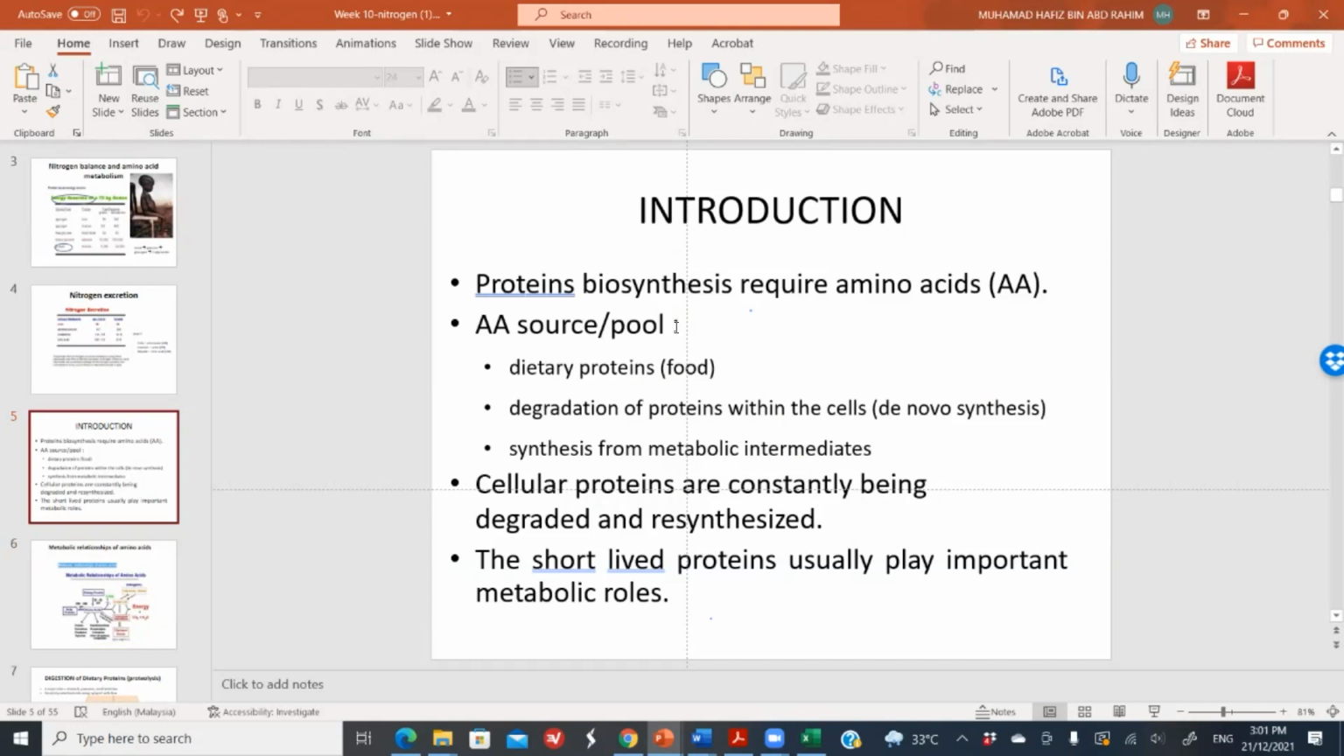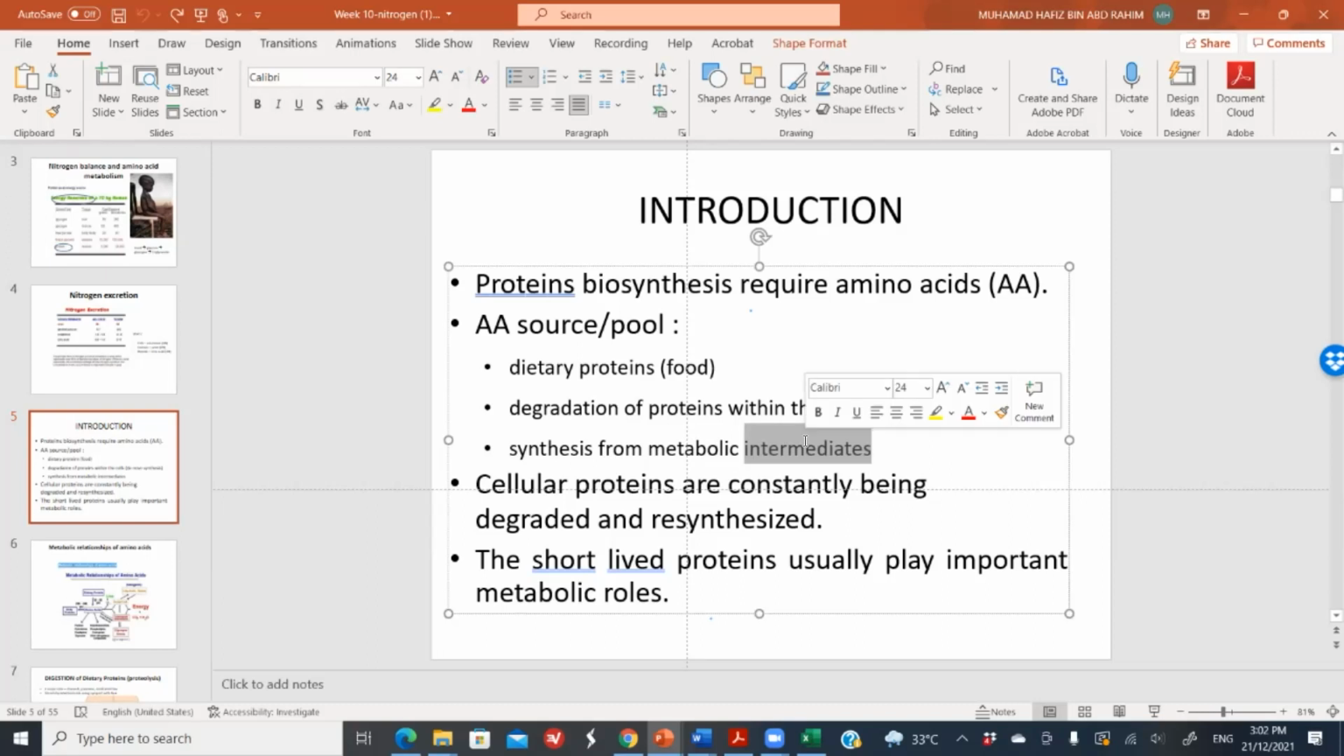So just for more introduction, protein biosynthesis will require amino acid as the monomer, the smallest part. And the source of amino acid can come from food, second from the degradation of protein within the cell, and the third one is synthesis from the metabolic intermediates. The synthesis from metabolic intermediates is the intermediates that we can see in the Krebs cycle or TCA cycle.